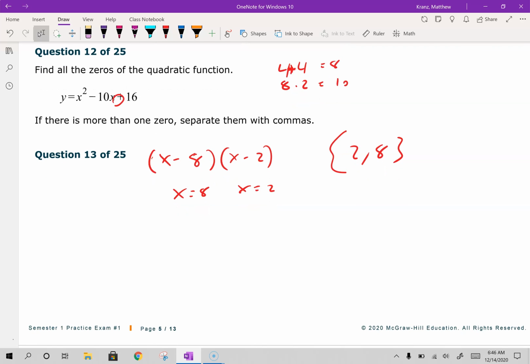If you plugged it in to try it, right, 8 squared minus 10 times 8 plus 16 should equal 0. 64 minus 80 plus 16. Negative 16 plus 16 equals 0.